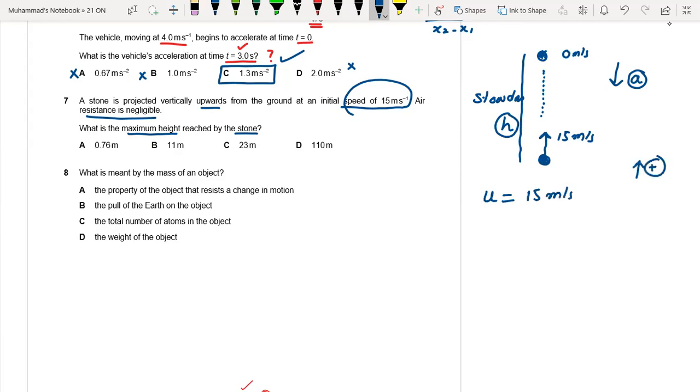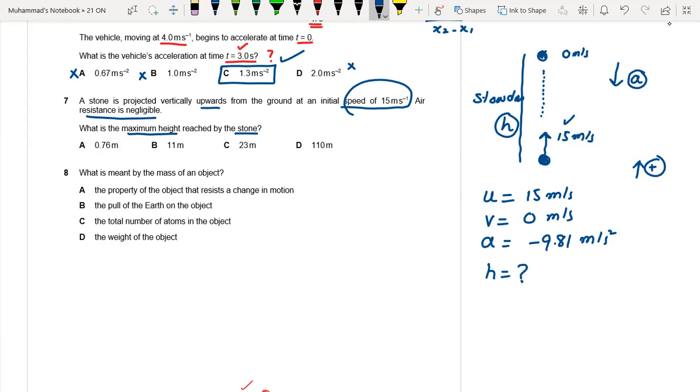So initial velocity is in upward direction, and we are taking it as positive 15 meter per second, and final velocity is 0 meter per second. And acceleration is in downward direction, that is minus 9.81 meter per second square. So that's why we are taking it as negative. In this motion, the object is having this constant deceleration. So what do we have to find? We have to find height h.